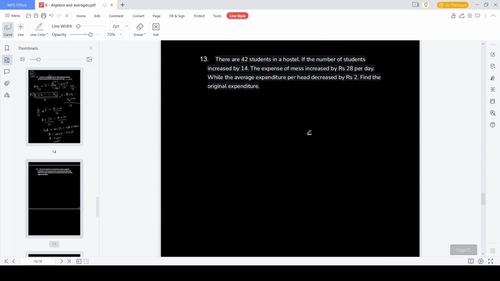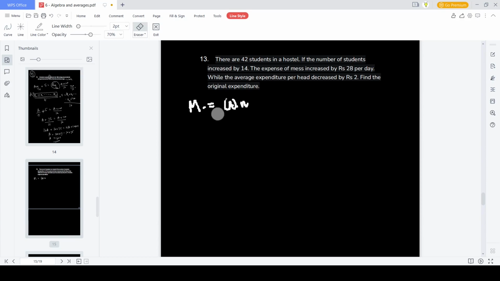Okay, next question. There are 42 students in a hostel. If the number of students increased by 14, the expense of mess increased by 28 per day, while the average expenditure per head decreased by 2 rupees. Find the original expenditure. So basically in this setup, there is no profit or loss. It's direct break even, where if the mess is spending some amount, the students reimburse that whole amount. So that is nothing but the amount into number of students. This is the setup here.